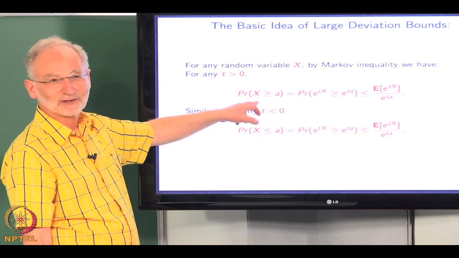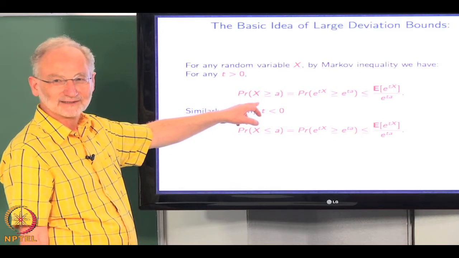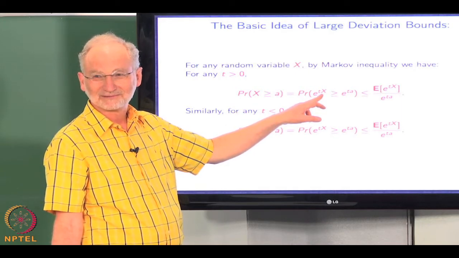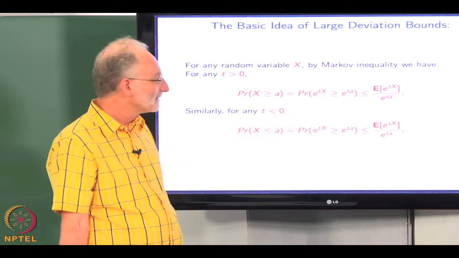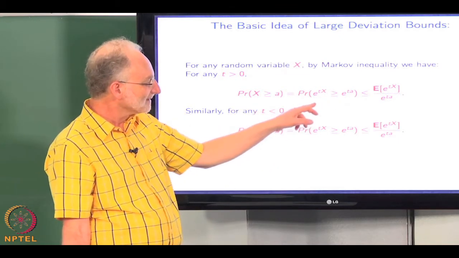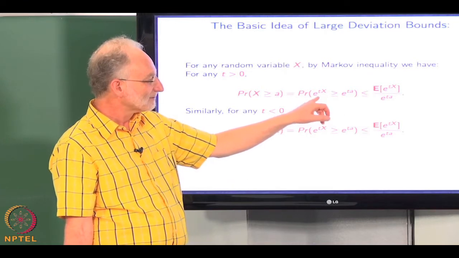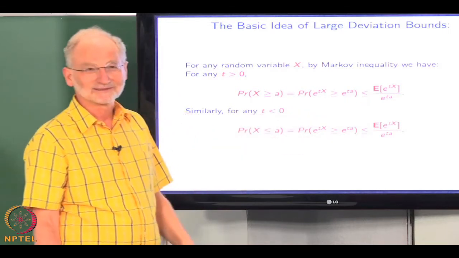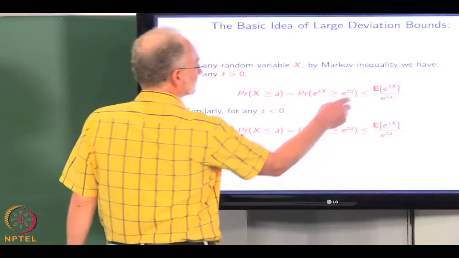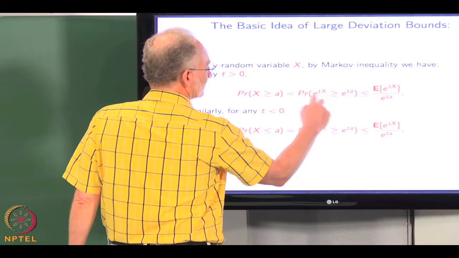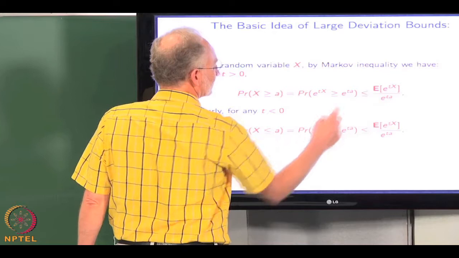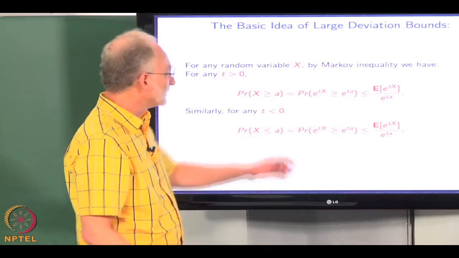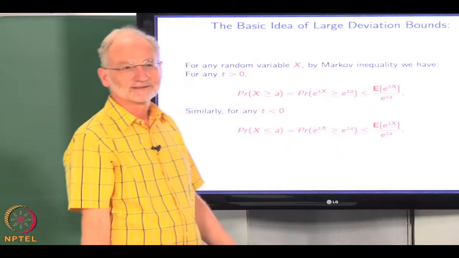We started with a random variable that can be positive or negative, but e to that is always non-negative. So now we have a random variable here that is non-negative, and I can apply Markov inequality. Markov inequality says what's the expectation of this divided by this. So the probability that this random variable is greater than this is bounded by the expectation of this random variable divided by the value.